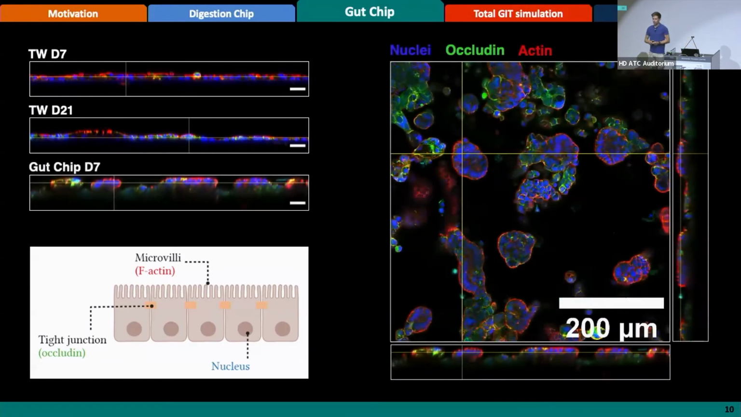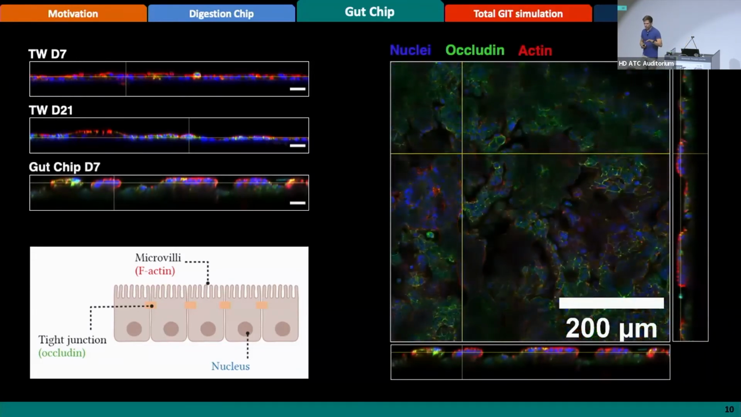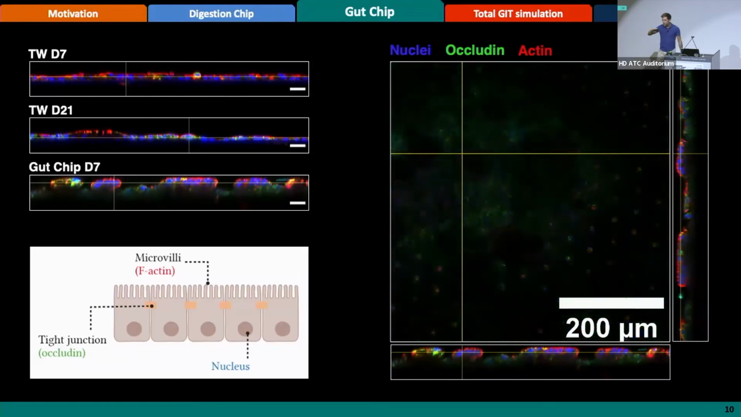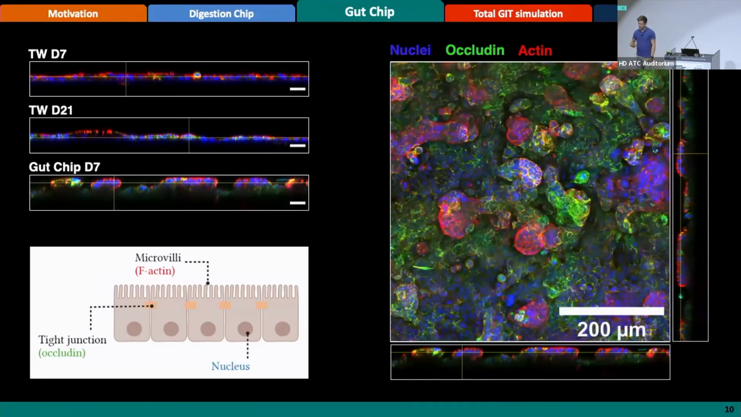On the gut chip, however, as you can see, both from the orthogonal views and from this video here, where we are moving up and down through the Z stack, you can see that there is a very nice three-dimensional structure that really resembles gut villi. And this maximum projection seen from the top, I think, also shows very nicely the three-dimensionality of the tissue.